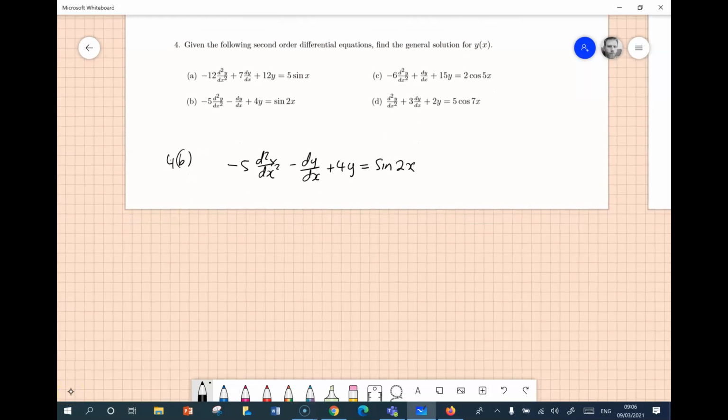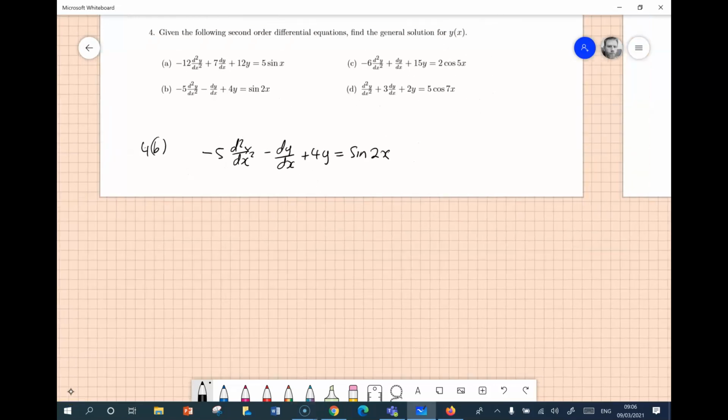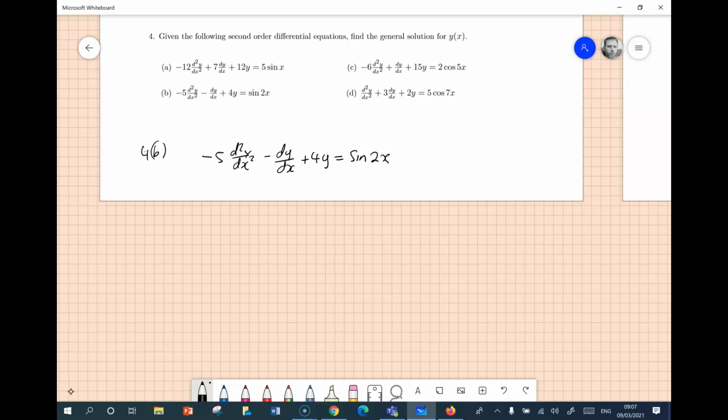Okay, we've got a second order differential equation, inhomogeneous, with a trig function on the right hand side. So minus 5 times the second derivative minus the first derivative plus 4 times y equals the sine of 2x. We know the solution is going to be a combination of u of x plus p of x. We're going to let u of x be the homogeneous side, and we'll just solve it like a regular homogeneous equation. So we'll write down the characteristic equation.